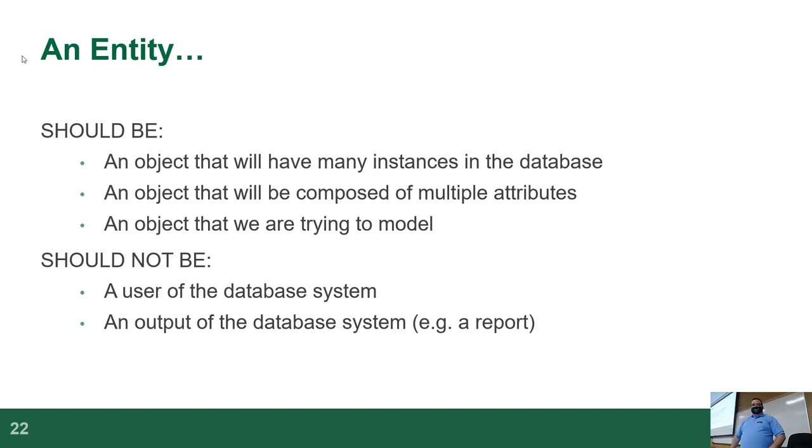Okay, so an entity should be an object that has many instances in the database. You do not design an entity for one thing and only one thing. What's the point of storing the description of a single thing in the database? Why go to all that work for something that will only exist uniquely once?